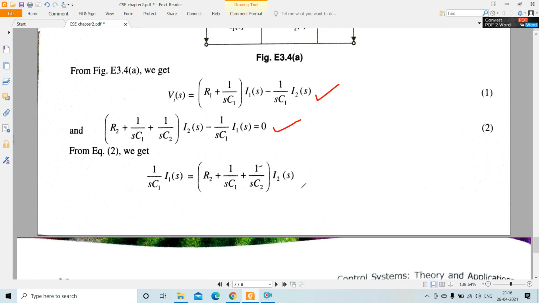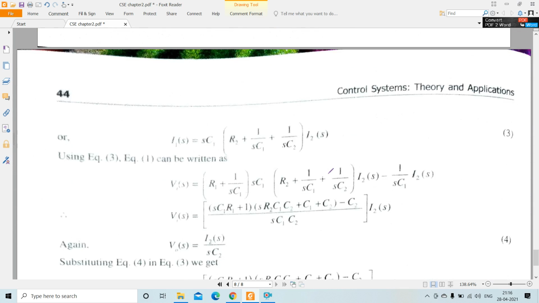So what do we do? From equation 2, we can write 1 by SC1 into I1S is equal to this term. This is equal to 0 and it is given here with a minus symbol. So this is equal to this, we can write. So this is written here. Okay, so what happens here?